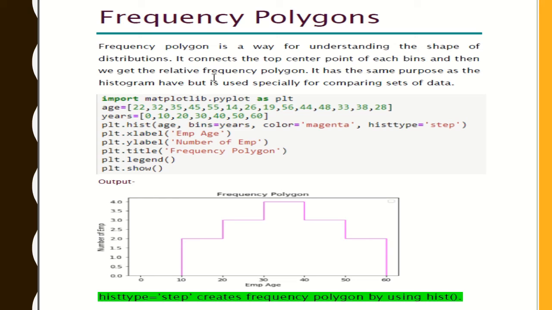Okay, next is how you can do it, like age and years I have done, and plt.hist. Here you have to set the histtype like step. Next is your frequency polygon. You just need to set histtype equal to step. This will make you understand the frequency polygon, and the rest is just the same. As you have set for your previous one, the histogram. See here, histtype equal to step creates a frequency polygon by using the histogram itself.